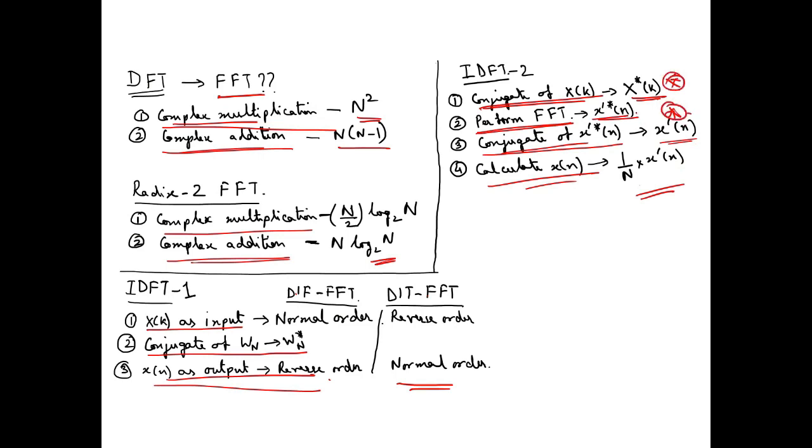Why spend so much time? So what we can do, we can use this method: take xk as the input, then take the conjugate of the twiddle factor values, and whatever output you are getting, you just rearrange it according to whether you are applying the DIF-FFT or DIT-FFT.